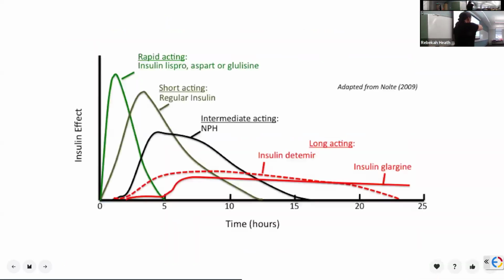Here you can see the onset, peak, and duration. And again, the rapid acting, Humalog, Novolog, Apidra, those more closely mimic what our own insulin does. This is the NPH I was telling you about, the cloudy. See how it takes a little while to start, and then it comes up, and then it just lasts for a long time. So that's what we usually give twice a day, before we had this long acting one that acted like our basal insulin.